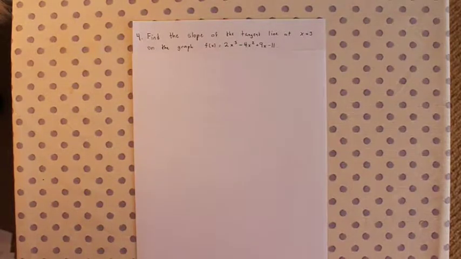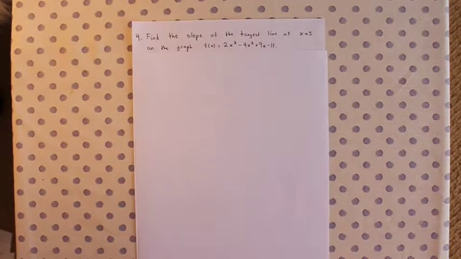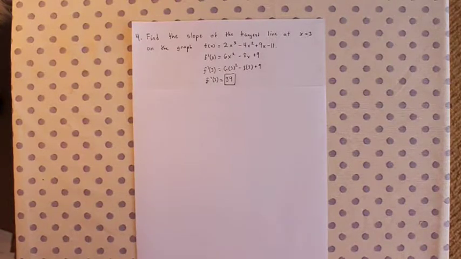This problem requires you to find the slope of the tangent line at x equals 3 on the graph of f of x. The first step is to take the derivative of f of x, taking power rule of each term. Then you plug in x equals 3 to this equation, and you get the derivative at 3 is equal to 39. This is the slope of the tangent line at x equals 3.